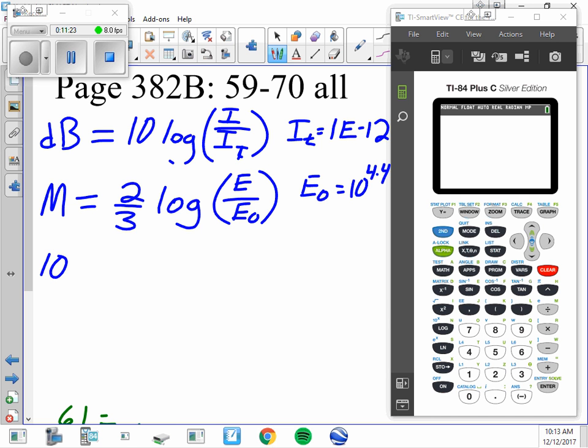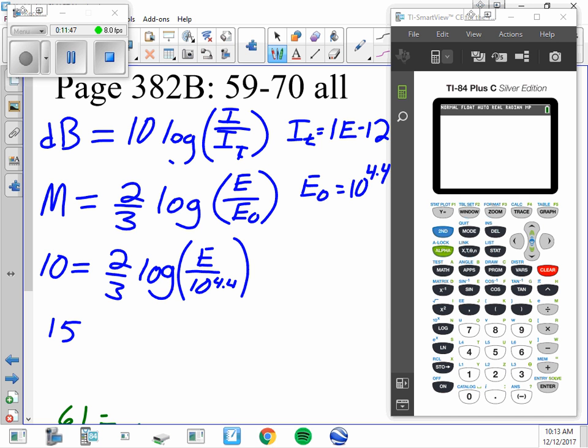So if we had an earthquake problem, how much energy would it take to create a magnitude 10 earthquake? Well, 10 is equal to 2 over 3 log of E over 10 to the 4.4. I'm going to multiply by 3/2. So I get 30 over 2 is 15 equals log of E over 10 to the 4.4. Convert to exponents. 10 to the 15th.